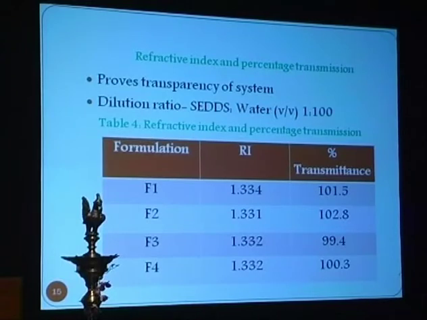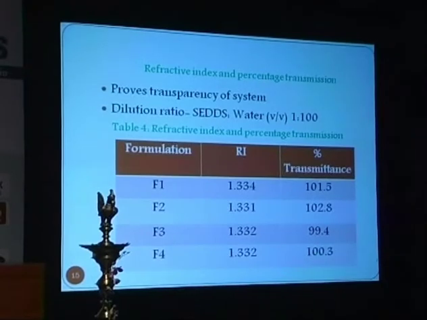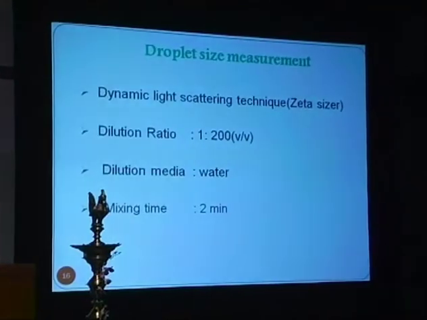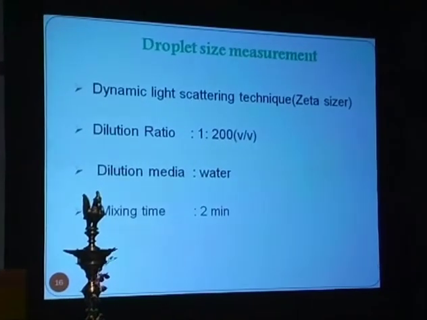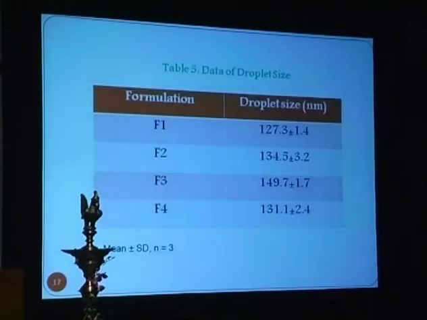The formulations were within the range in water, and the percentage transmittance was more than 99%, in the range of 99 to 102.8, indicating transparency of the diluted systems. Next is the droplet size measurement, which is done by Zetasizer after dilution in a 1:200 ratio and mixing for 2 minutes. The droplet sizes were in the range of 127 to 149 nanometers. Usually microemulsions will be in the range of 100 to 250 nanometers. So this is the data and these are the graphs.